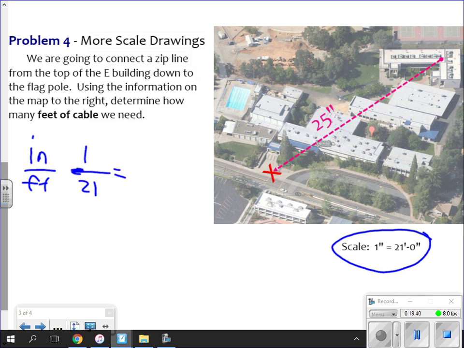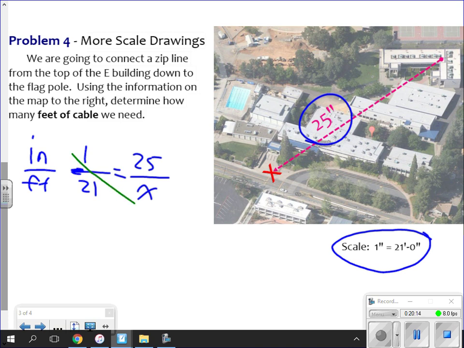Okay. Now, there are measurements, and once again, it's a little difficult to read on yours. A little easier to read on this one because it's in color. Yours is in black and white. What's our measurement on the picture? This is 25 what? Inches. So I have inches over feet, so I get 25 over X, which is our actual distance we want.